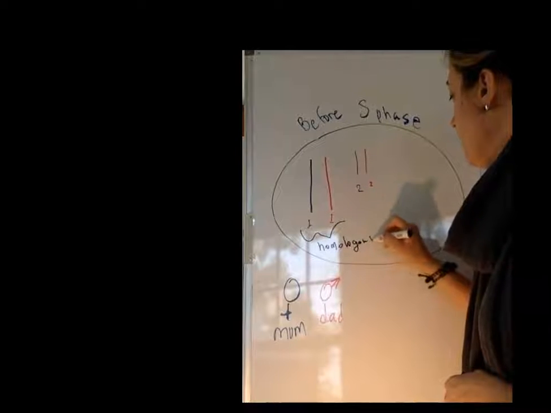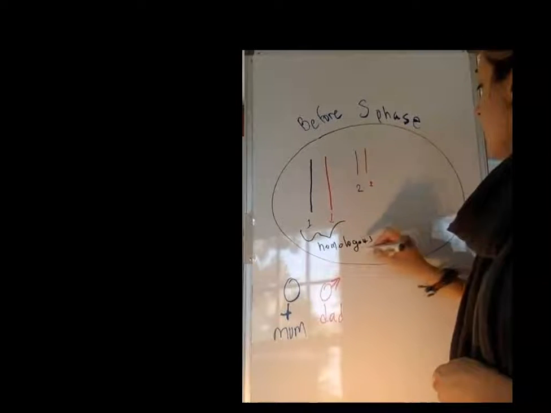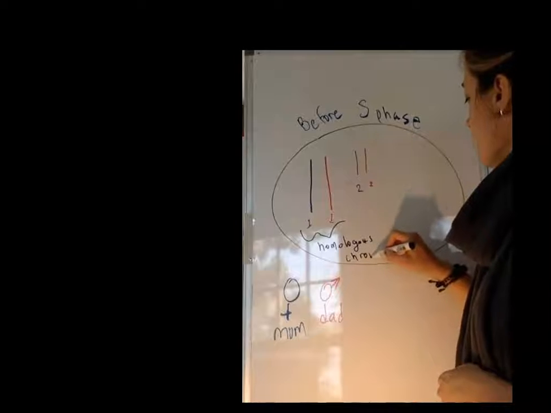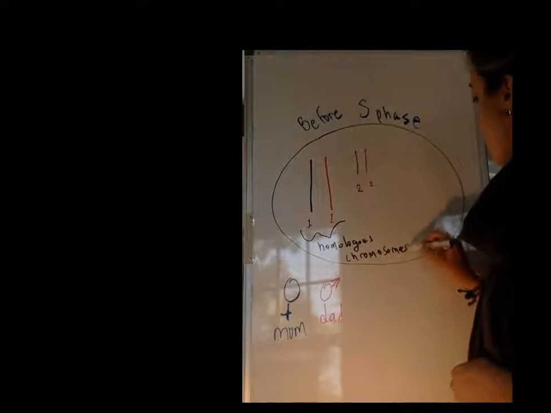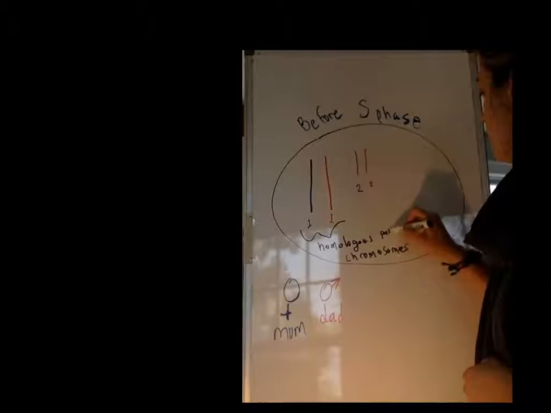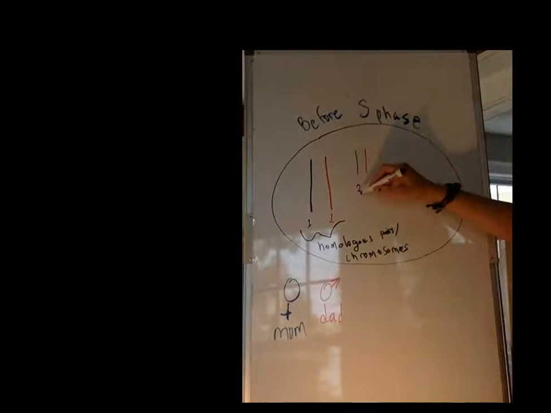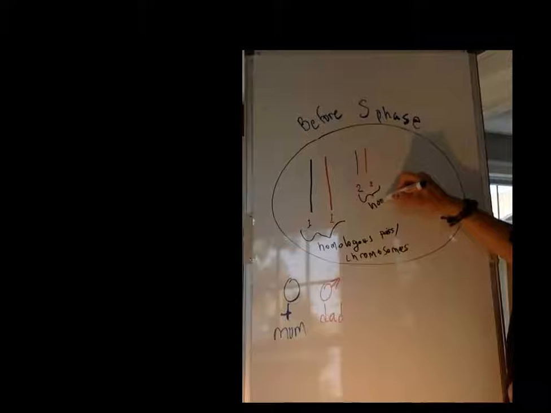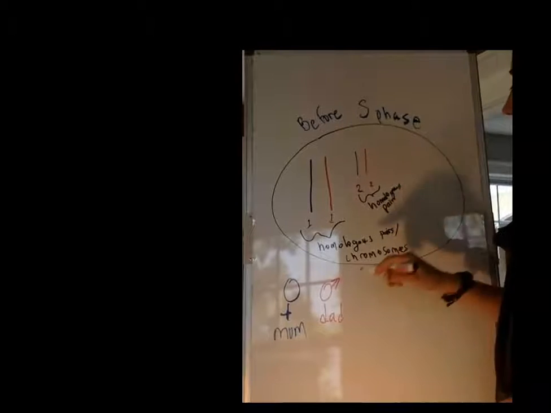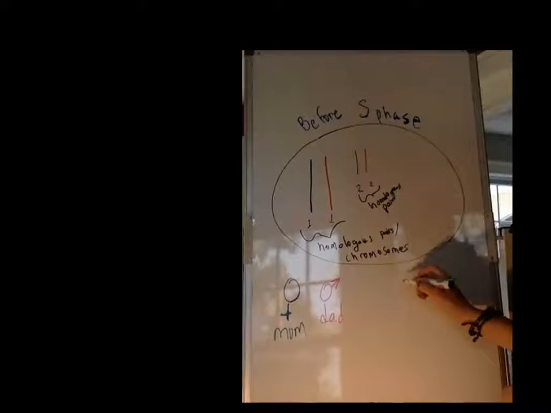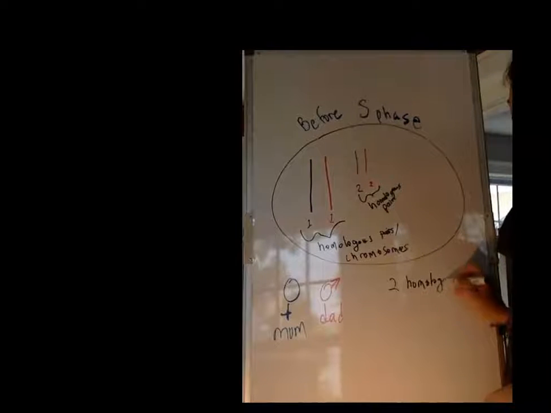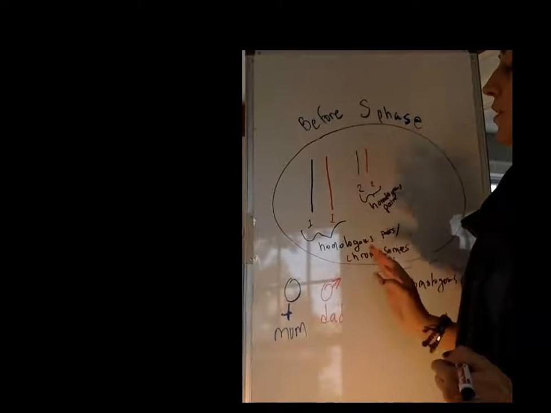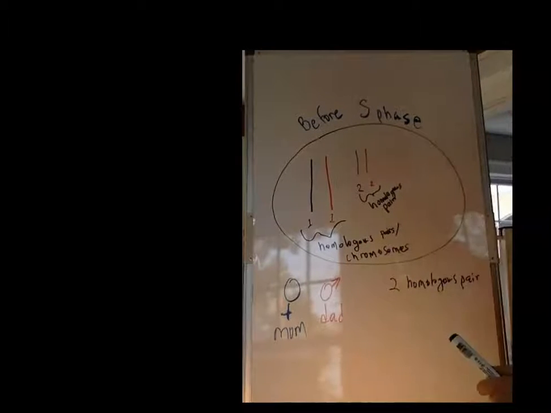Now, we've already gone over this in class, but I just want to remind all of us. So these can be called homologous chromosomes or homologous pairs, either one. And so this would be another homologous pair. And so in total, this cell has two homologous pairs. And that will never change no matter what stage of the cell cycle we're talking about.